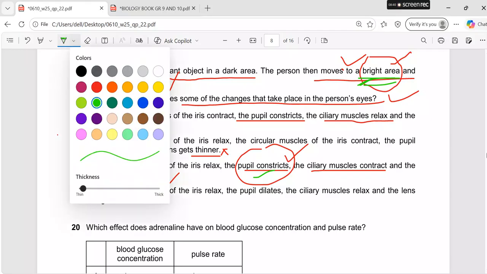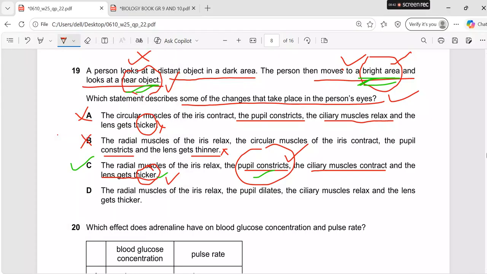Okay, let's go. Excuse me for changing the colors, because in my view, it becomes a better understanding when we underline and rule things out. Anyways, the radial muscles of the iris relax. When the radial muscles relax, the pupil dilates. No, it does not happen.